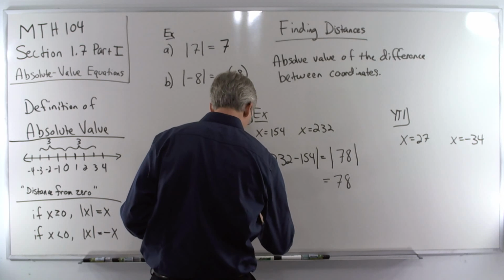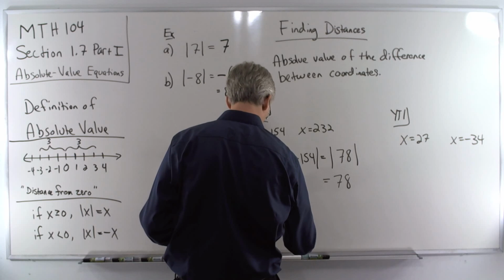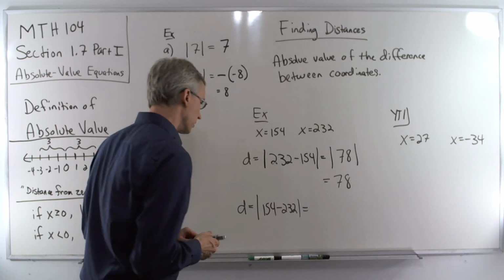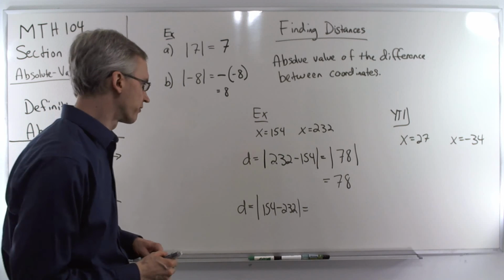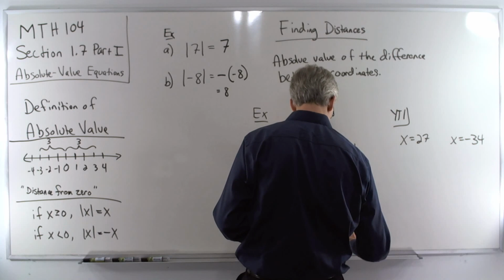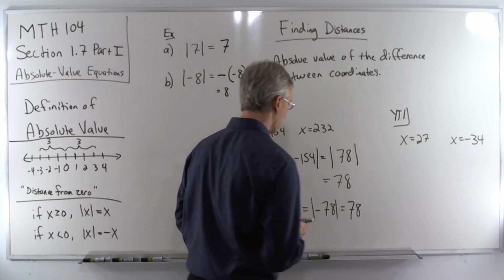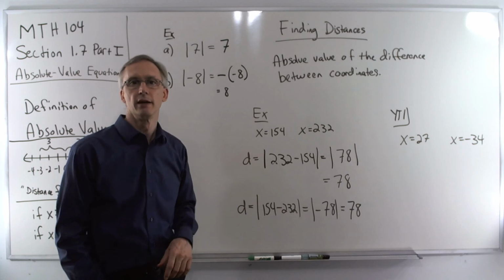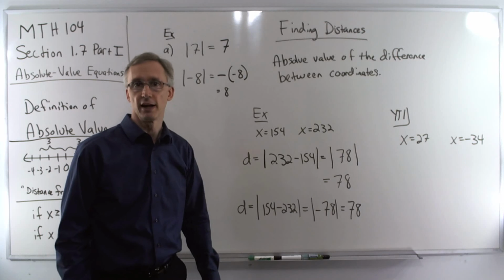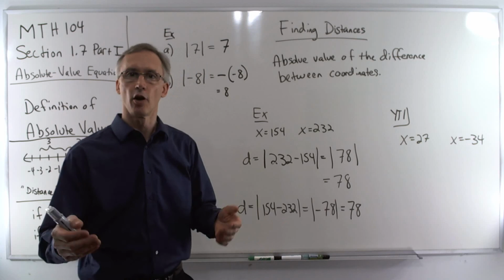Let's see what happens when we reverse the coordinates. All right, now we're going to do this the other way. 154 minus 232 gives us negative 78. The absolute value of negative 78 is positive 78. So it doesn't matter which way you subtract the coordinates, because if you get a negative, the absolute value just removes the negative. And so we get a positive value, which makes sense because distances are always positive.